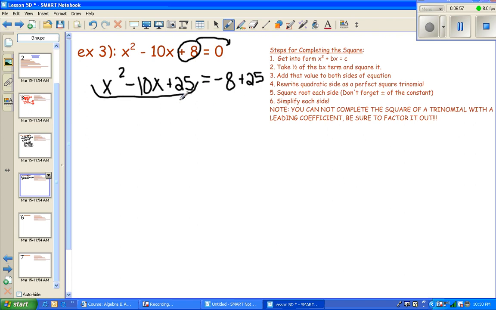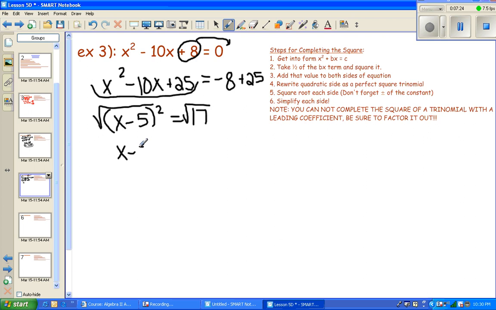This guy is going to factor as a perfect square trinomial. That half amount, if you remember, we said was minus 5. If you don't believe me, you can FOIL that out. X minus 5 times x minus 5 is going to give you this. When we simplify this, we're going to get 17. We want to solve for x, so we need to get rid of the square. We square root. We square root.